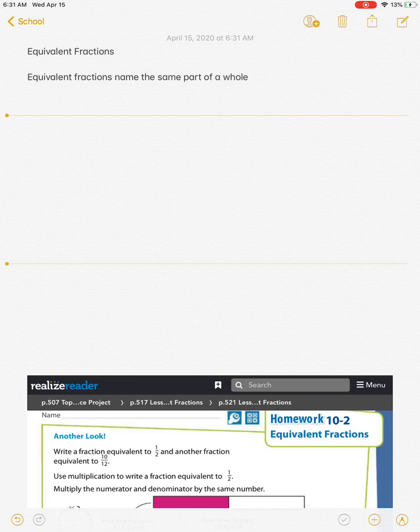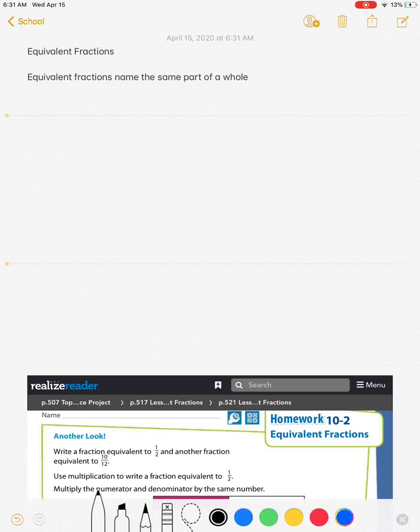So, if I have 1/2, what's a fraction that's equivalent or equal to 1/2? Let's take a look at that fraction 1/2. Our numerator is 1, my denominator is 2, and 1 is exactly half of 2. So we need to name another fraction where the numerator is exactly half of the denominator. What about 2/4?